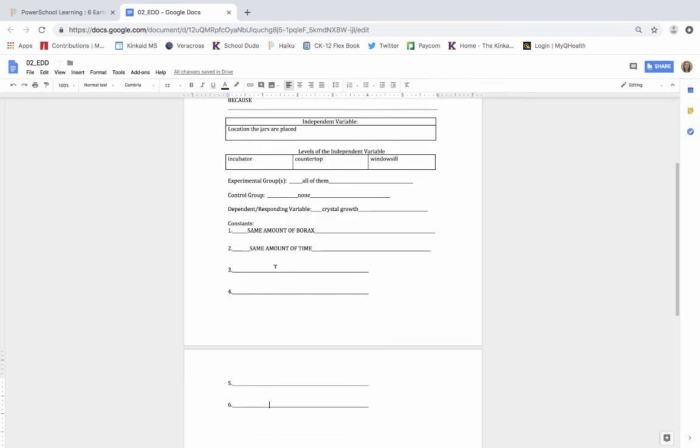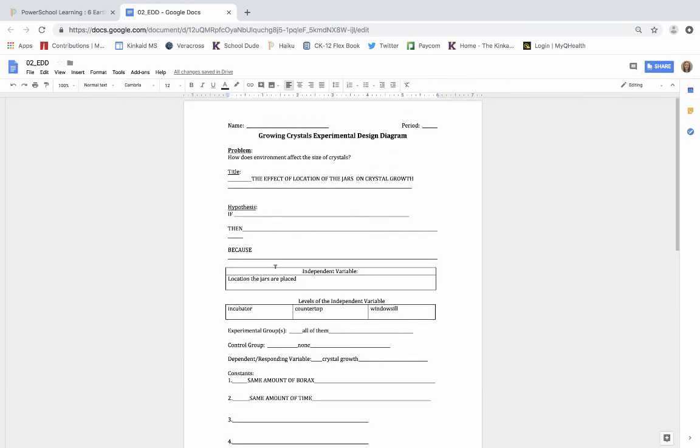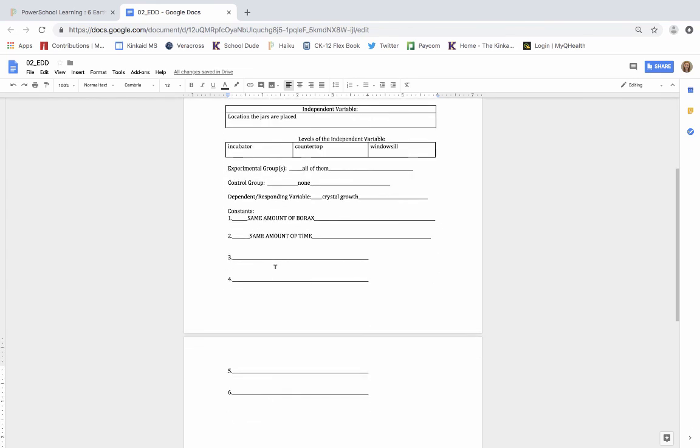At this point, if you finished the EDD and it is completely done, you need to turn it into the substitute teacher and start working on the next thing.